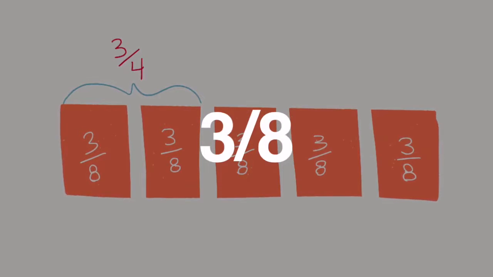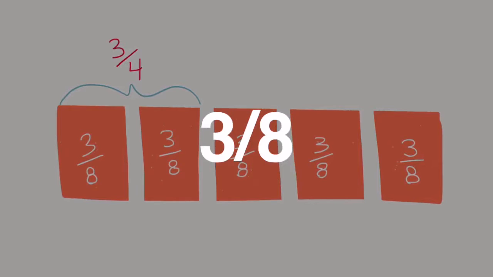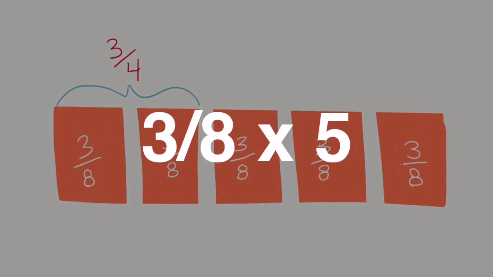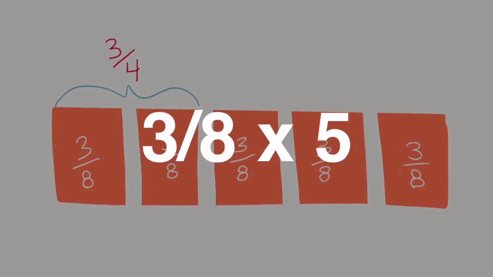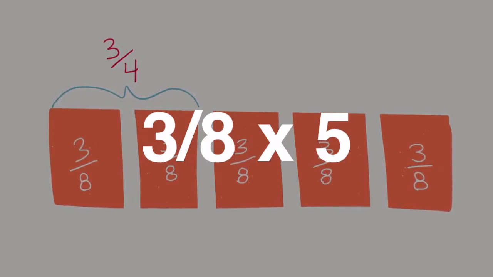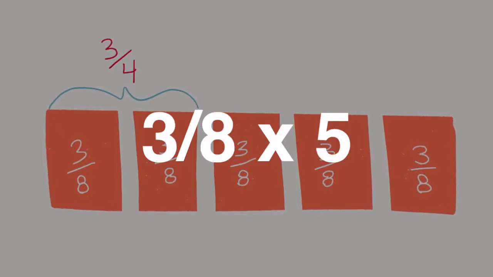Because we figured out that each fifth is worth 3/8, we filled in the rest of the fifths with our 3/8. Now, if the question is 3/4 is 2/5 group of what size, we want the size of the whole group. And so we have 3/8, 1, 2, 3, 4, 5 times. 3/8 times 5, which is equal to 15/8.